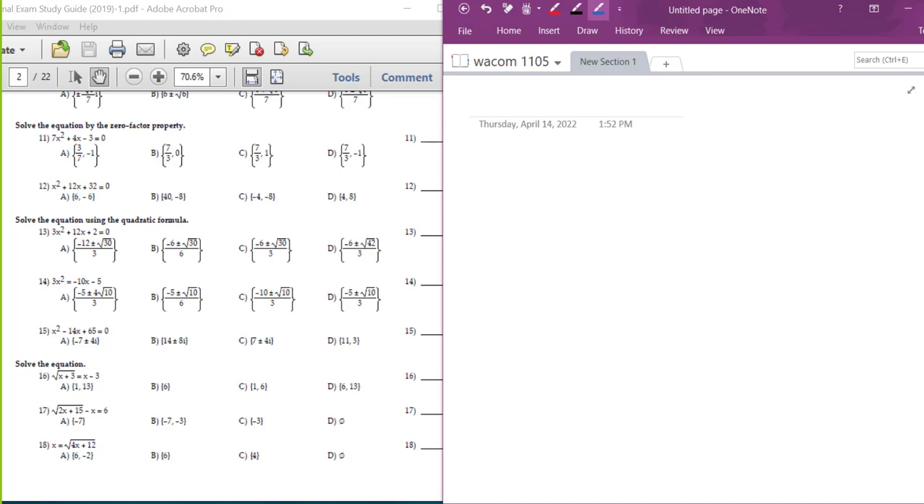Next I picked a radical equation. So I picked 17. And I didn't look at the answer on this to see if it works or not. Remember, with radical equations, you have to check them at the end. I picked this one because your radical was not isolated.